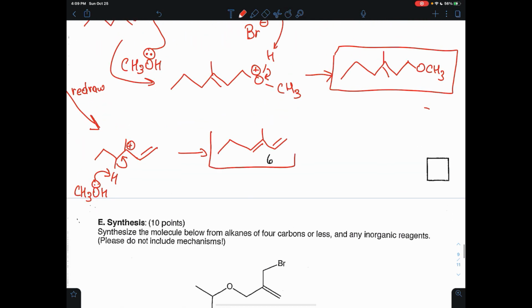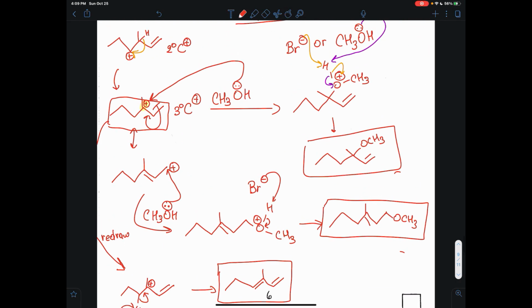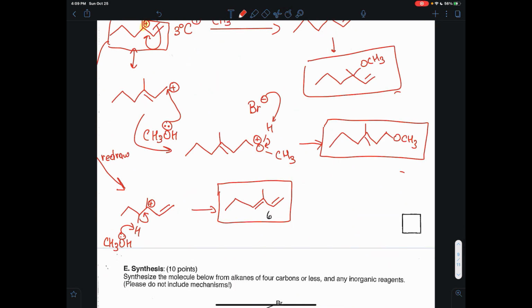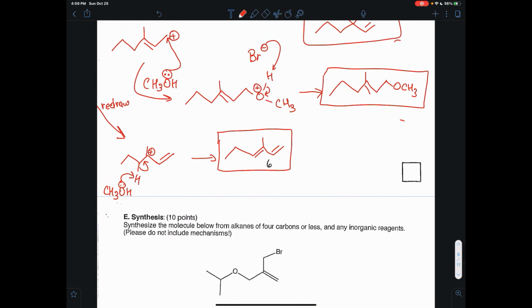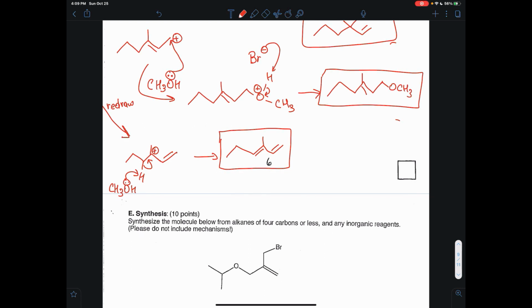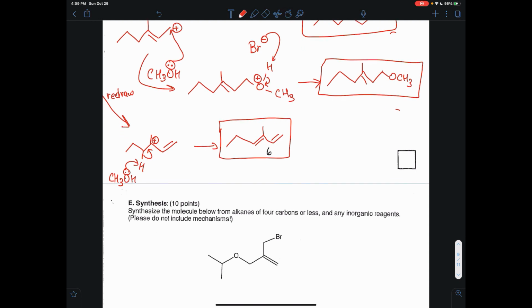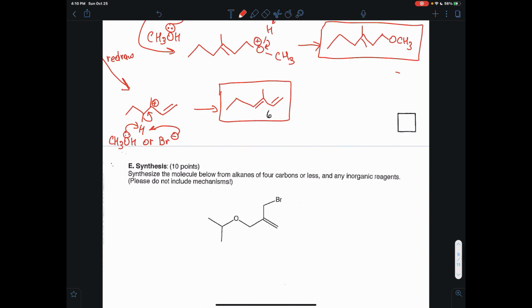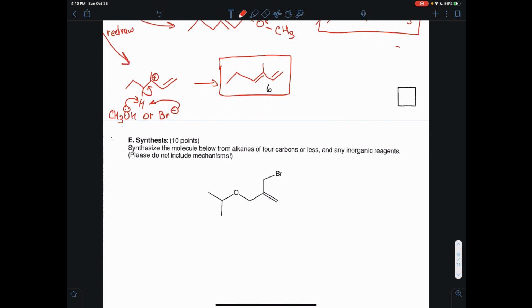And this is my third product. So yeah, that's pretty much it, right? It's not that hard. Just make sure you keep track of what you're doing, and you should be good. Also, here you can also use Br minus, same thing. You can grab this hydrogen too. I don't know, it doesn't matter which one exactly you choose, but just to keep the option open.